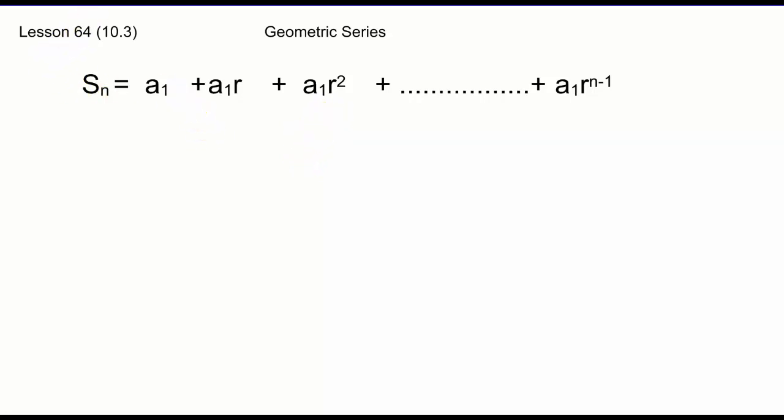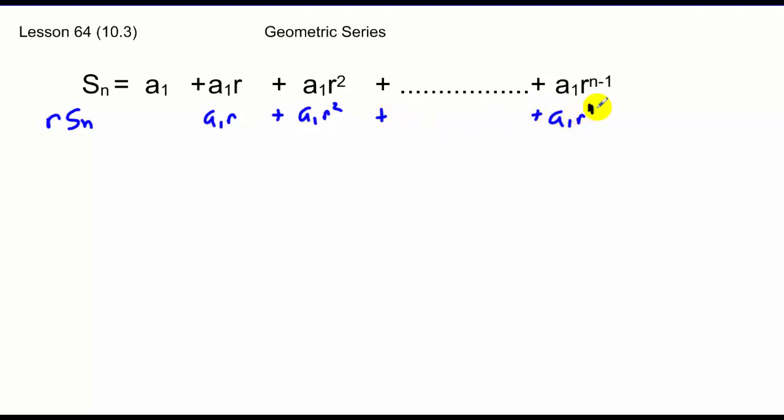He took and multiplied every term in the series by the ratio. So he said, what if I multiply the ratio by this sum? Well, if I multiply r by the sum, then he would distribute r to each one of these terms. So when he distributed r through, the first term became the second term, the second term became the third term, and so on and so forth.